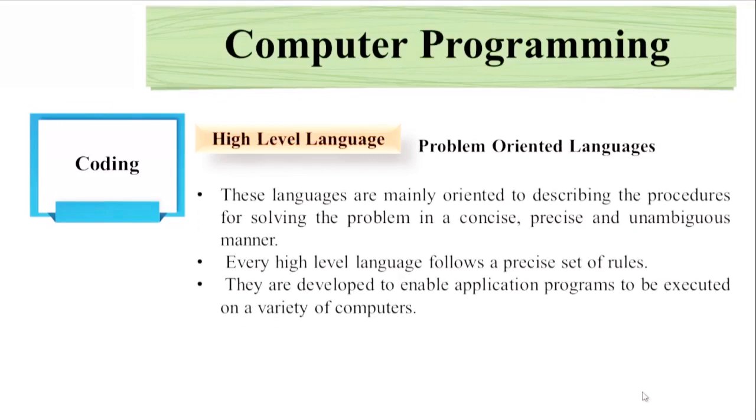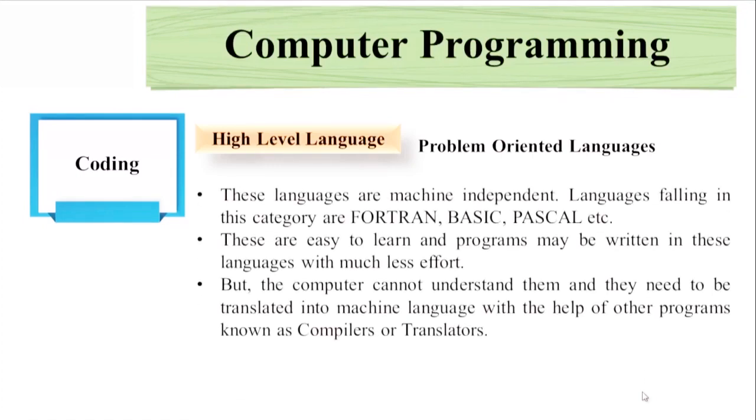These languages are mainly oriented to describing the procedures for solving the problem in a concise, precise and unambiguous manner. Every high level language follows a precise set of rules. They are developed to enable application programs to be executed on a variety of computers. High level problem oriented language. These languages are machine independent. Languages falling in this category are Fortran, Basic, Pascal, etc.